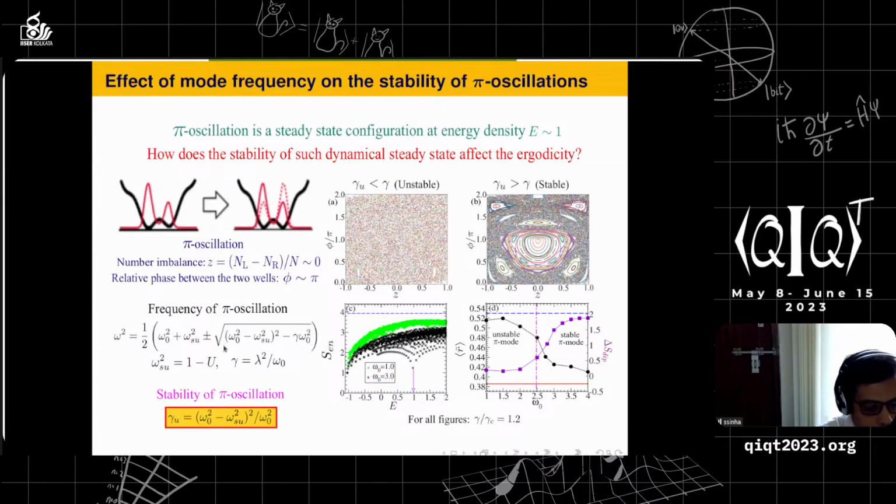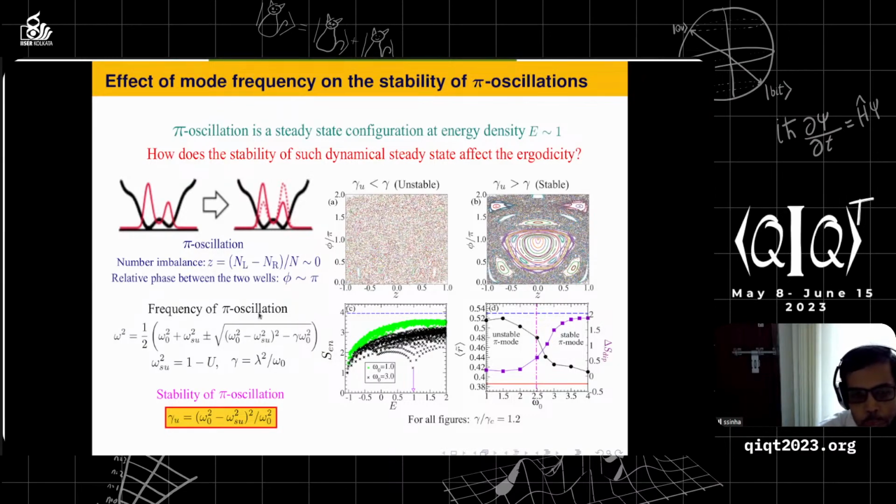Moreover, there is another thing that I do not want to discuss in this talk: the system also undergoes a type of quantum phase transition, unlike the usual Josephson junction. We are considering the regime after the quantum transition, where the system also shows enhanced ergodic behavior and is chaotic in terms of the level spacing distribution. In this regime, we try to investigate the influence on the stability of this pi oscillation.